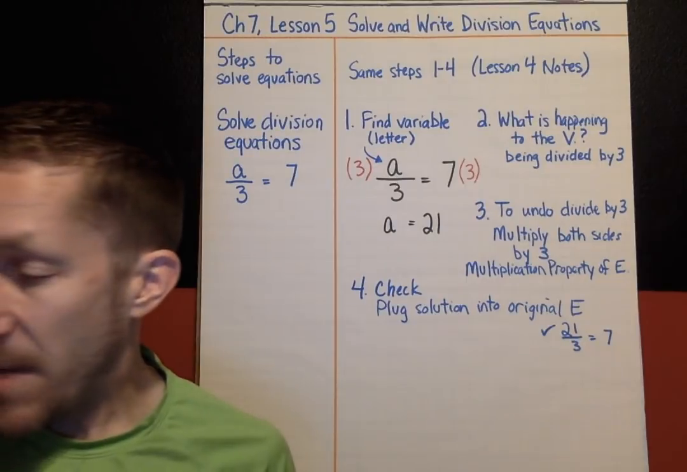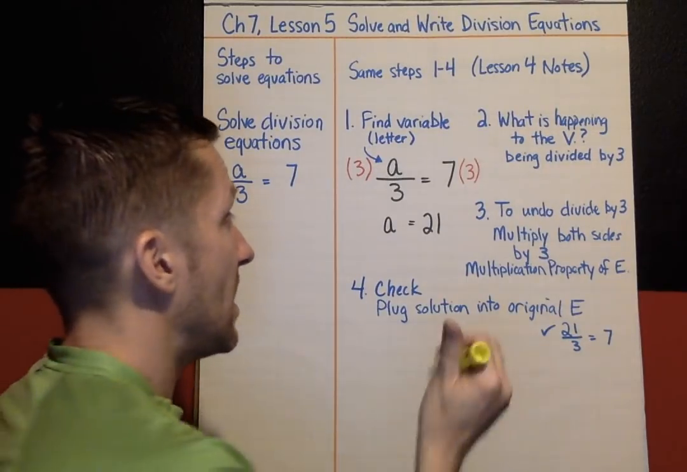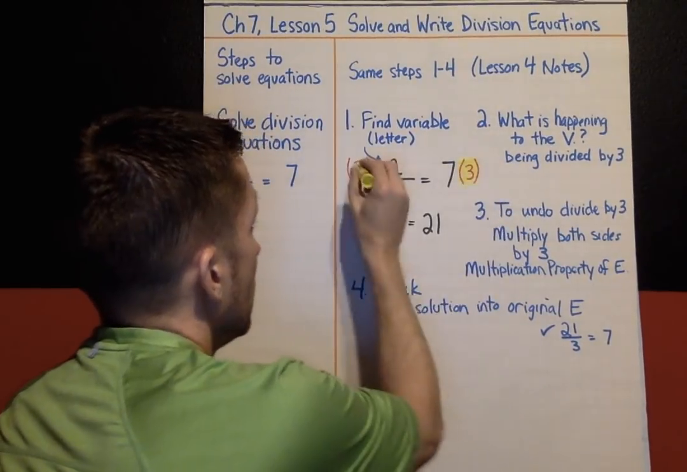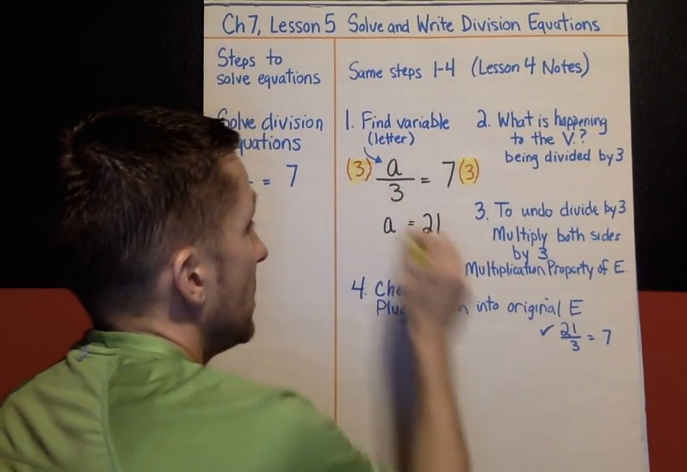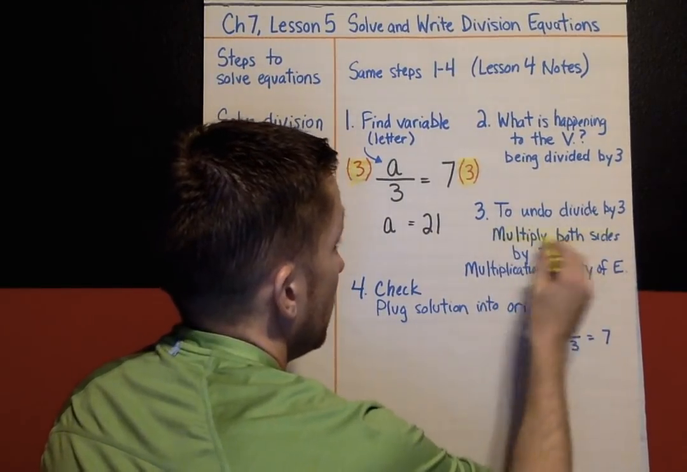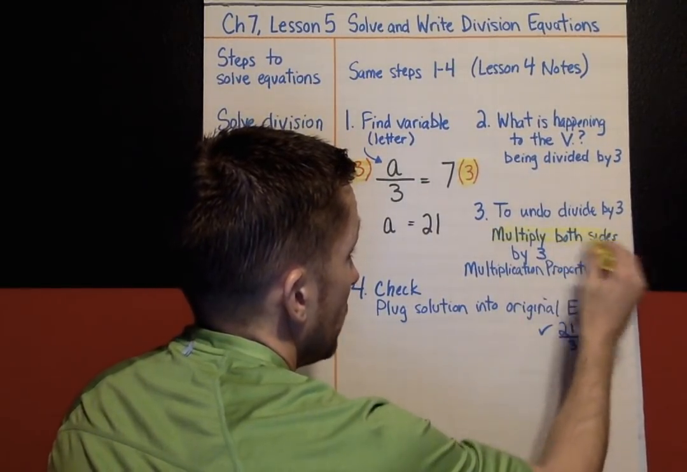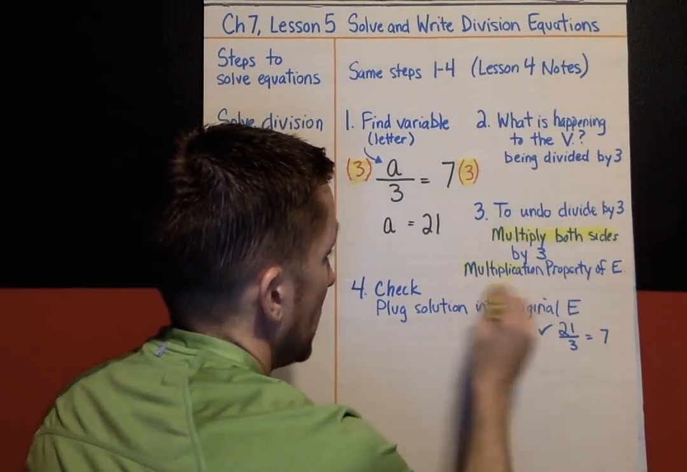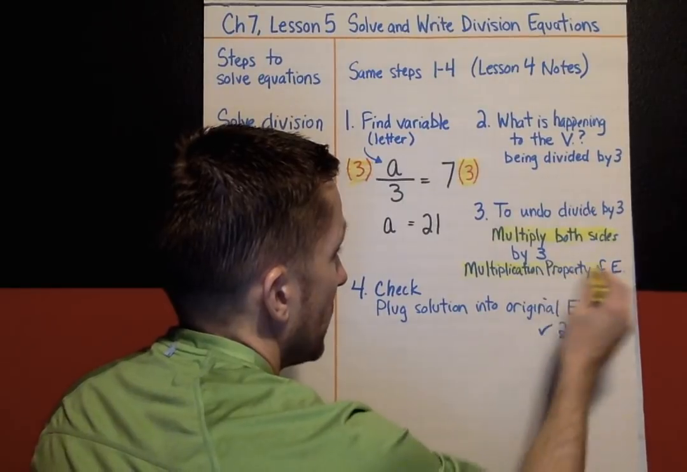All right, so I'm going to go back and highlight something here. I'm going to highlight multiply by 3, multiply by 3. That is our big idea with solving division equations. To undo it, we multiply both sides by the same amount. We've got to use this multiplication property of equality.